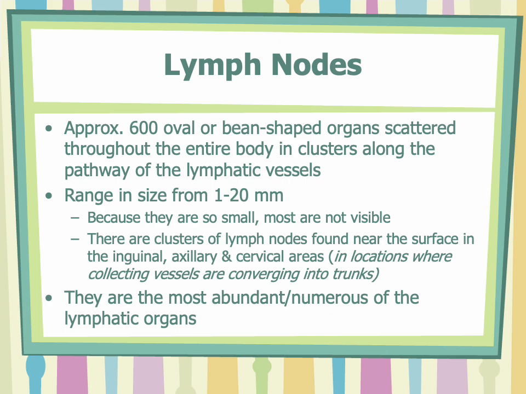So what are the lymph nodes? Think about little spots that filter, little toll booths. There are approximately 600 of these oval-shaped organs scattered throughout our body, okay? They are 1 to 20 millimeters in size. That's itty bitty. They can be as big as maybe a quarter of an inch, or as tiny as a filament of our hair, okay? Since they're so small, they're not visible, but some of them are closer to the surface, like the inguinal ones, the axillary, and the ones located on the neck, okay? These are the most abundant and numerous of the lymphatic organs.